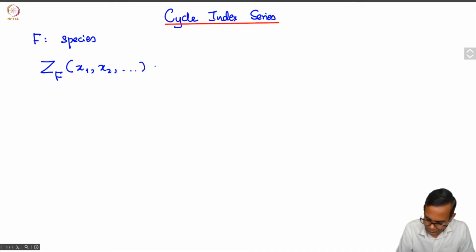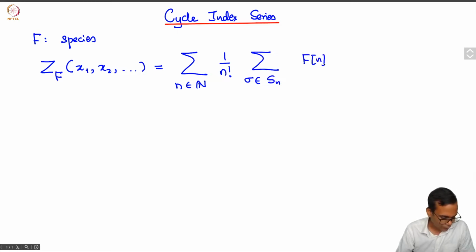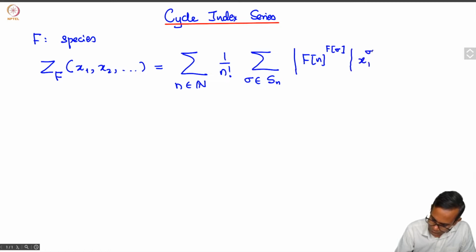and it's defined as the summation over n in non-negative integers of 1 over n factorial, and then you take a sum over sigma in Sn, and you take F of n, the species applied to the set 1 to n, the F structures on n. Now F sigma is going to be a permutation of F[n], and you take the cardinality, and then you write down this monomial next to it, which is x1 to the sigma 1, x2 to the sigma 2, and so on.